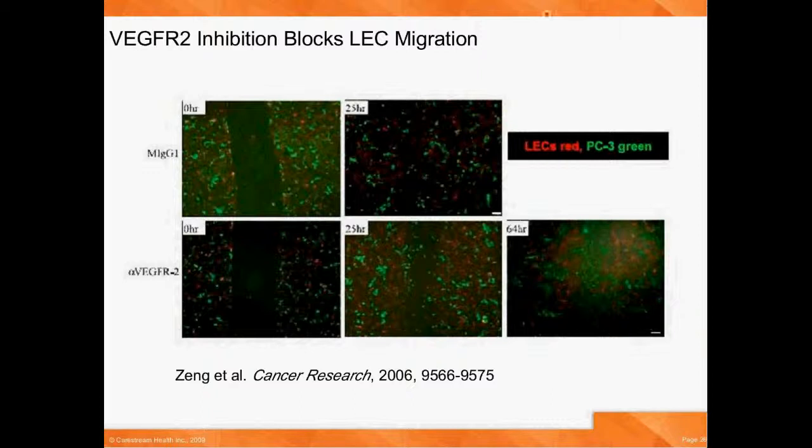To test this hypothesis in vitro, they did a co-culture of LECs, lymphatic cells, and PC3 cells. They then created a wound site down the middle of the culture and watched what happens. By 25 hours, the PC3 cells have migrated to the interior of the wound site, and the LEC cells have followed them and begun to fill in. However, whenever an anti-VEGFR2 blocking antibody is put in the culture at time 0, only the PC3 cells are able to enter into the wound site. The LECs aren't recruited.